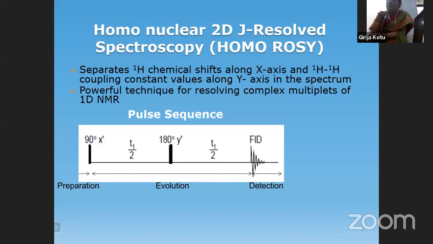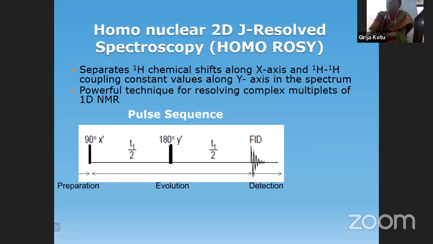So in homo-JRES, the x-axis will contain the chemical shifts of protons, and the y-axis refers to J, as I said before. Which J? It is the coupling between proton and proton. So the y-axis is proton-proton couplings. It is a powerful technique for resolving complex multiplets of 1D NMR. As I said previously, the progesterone molecule has 24 different kinds of protons and multiplets with very close chemical shift values. If you are going to talk about the 2D NMR spectrum of such molecules, it is of help.